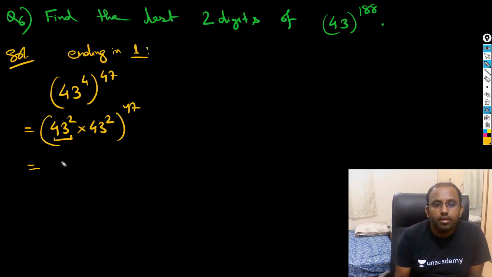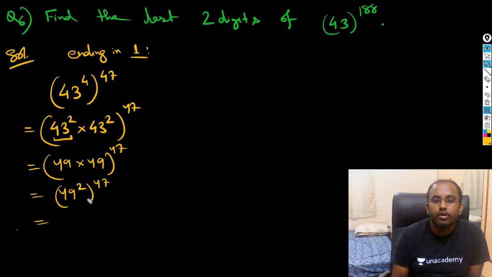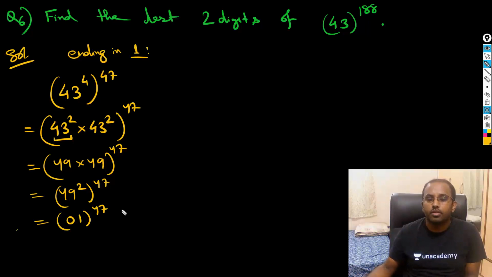Okay, that means I can simply write here 49 into 49. So once it is 49 into 49 raised to 47, that is 49 square raised to 47, and any number here in square form, it is 47 here actually. Then 49 square is what? It is ending in 01. So ending in 01 raised to 47.